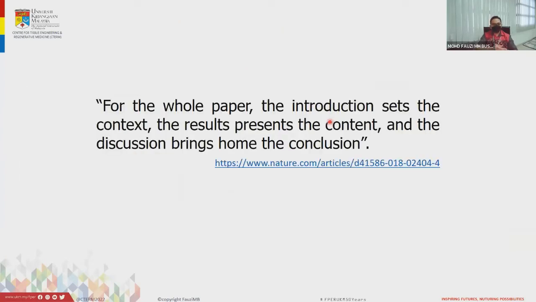For the whole paper, the introduction sets the context, the result presents the content, and the discussion brings home the conclusion for us, for newbies, for all readers worldwide to understand the whole gist of the paper.